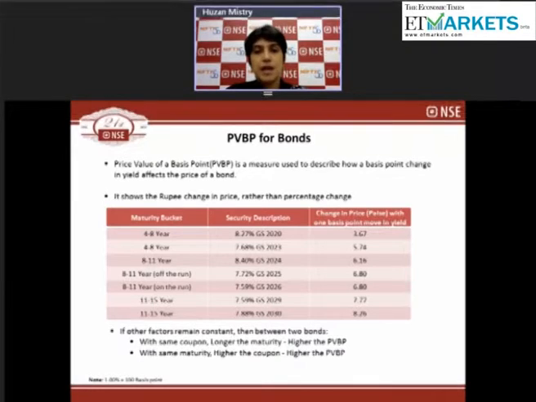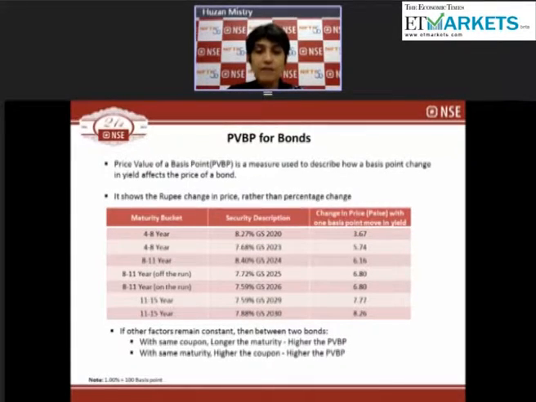If you see the first example, which is the 8.27 Government of India Security to 2020, it has a PVBP of 3.67. So it indicates what a 1 basis point move translates to, in paise terms, in the price of the bond. Similarly, if you look at the last on the list, which is 7.88 2030, a 1 basis point move in that security gives you a change in price of 8.26 paisa.